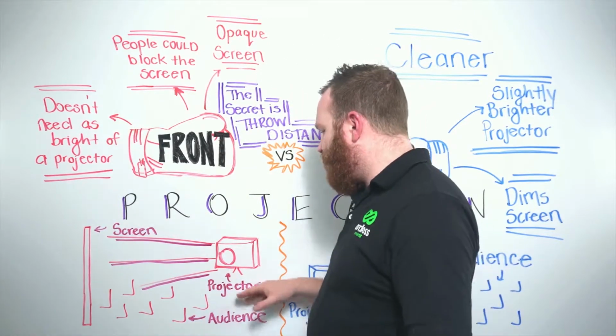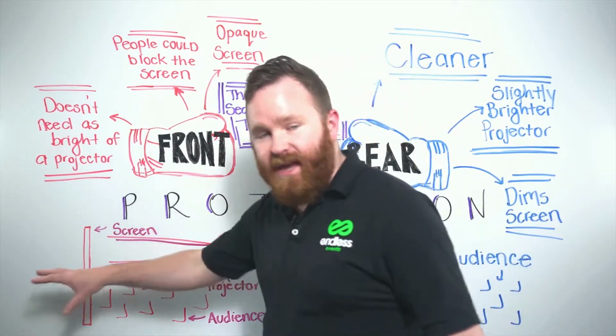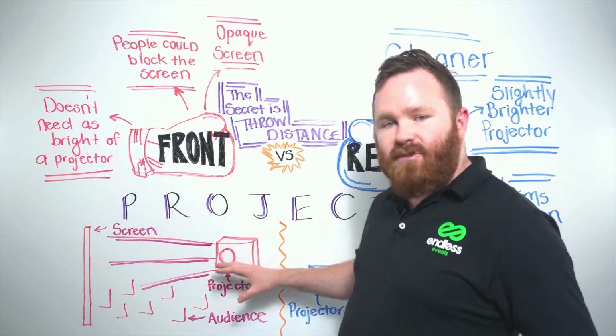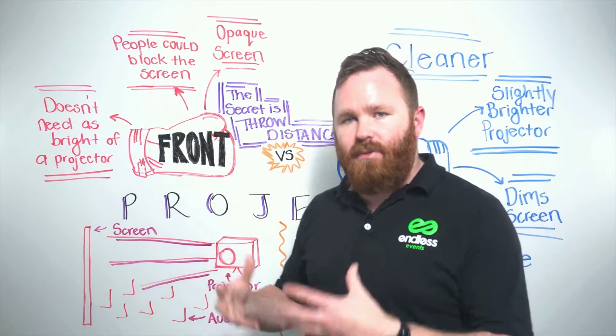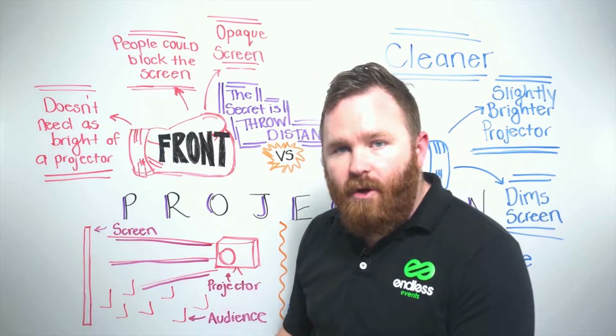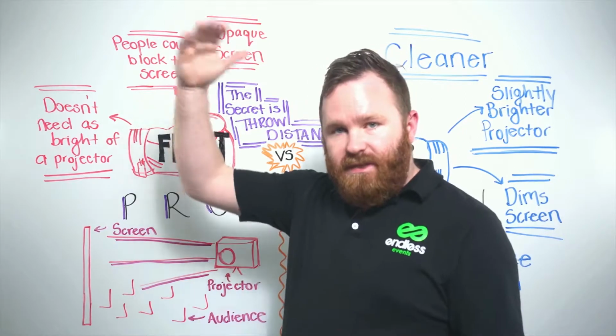Here's a nice little drawing we have here. Obviously the projector is in front, hence the word front projection, and it's projecting directly on the screen. What this might mean is there's two different ways that you can have the projector placed. For example, you can have it on a small little cart, or you can also have it rigged up into the ceiling.